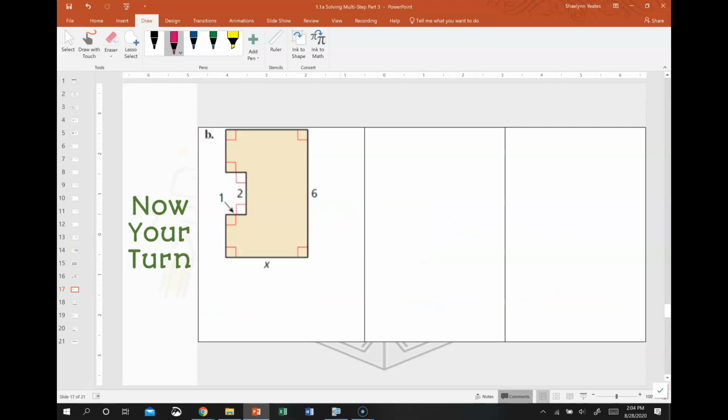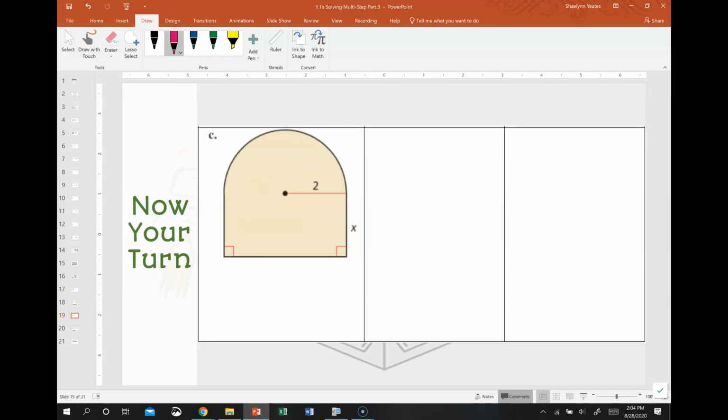This one, my suggestion is break it into 3 rectangles. And just realize that this line right here is x minus 1. Okay? So it's x minus 1, x minus 1. Then my suggestion here, remember the area is going to be half of a circle, which is pi r squared for the top. So that's the area of that piece.